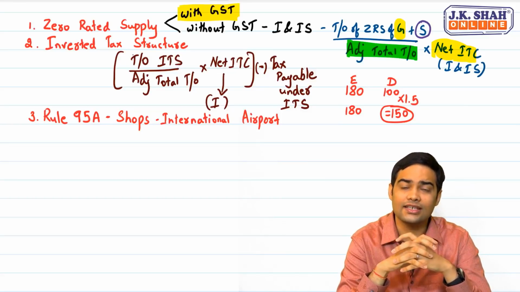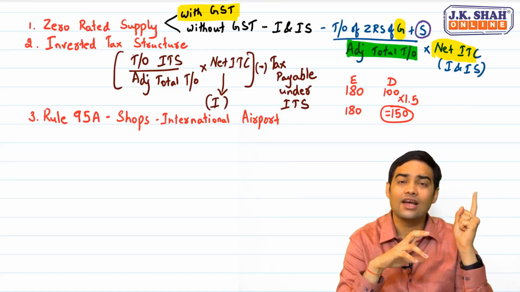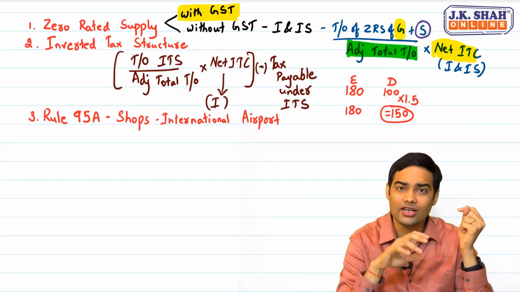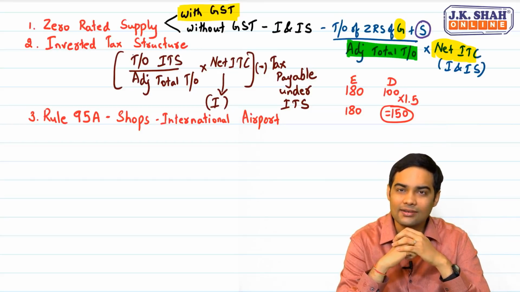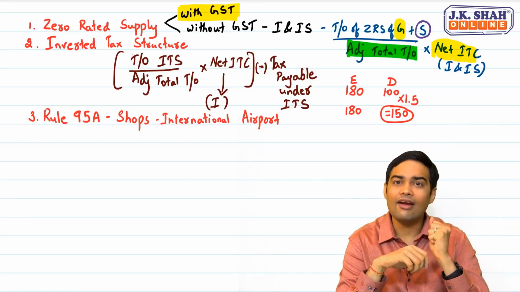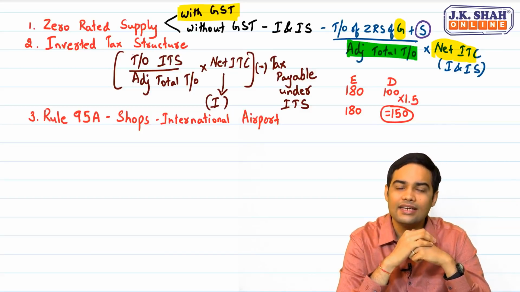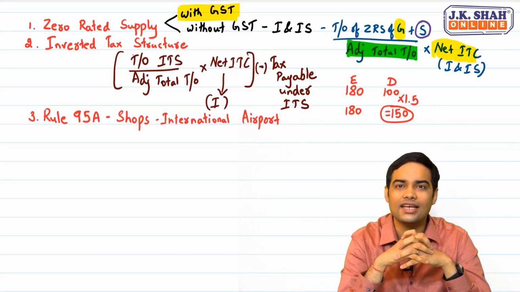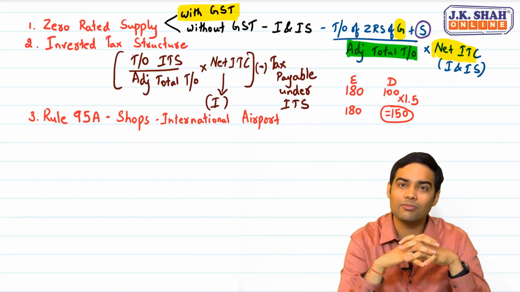Now the question is, what about the tax which I have paid on purchases while bringing that product to my store? See, I would have purchased it locally. In such cases, I have accumulated ITC and I am supplying it to that international tourist without charging any tax. In such cases, will I get refund of tax paid on purchase?